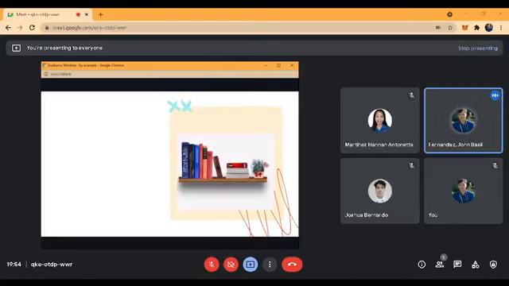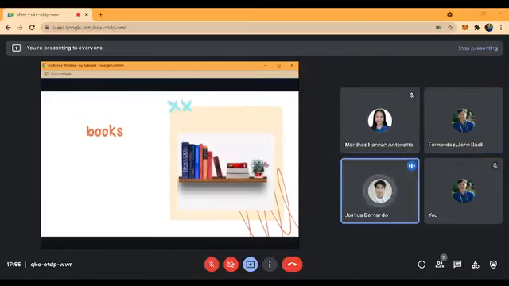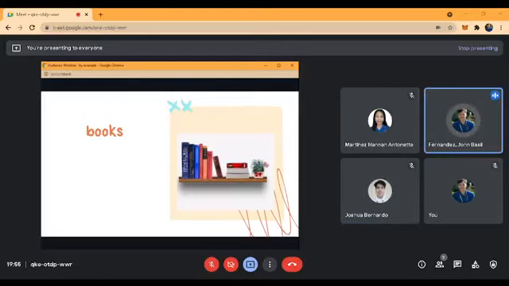What do you think it is? Books. Okay, let's see if it is books. Now, books is what kind of noun? Countable noun. Okay, let's see if it is countable noun. Oh, that's right. Books is countable plural noun.